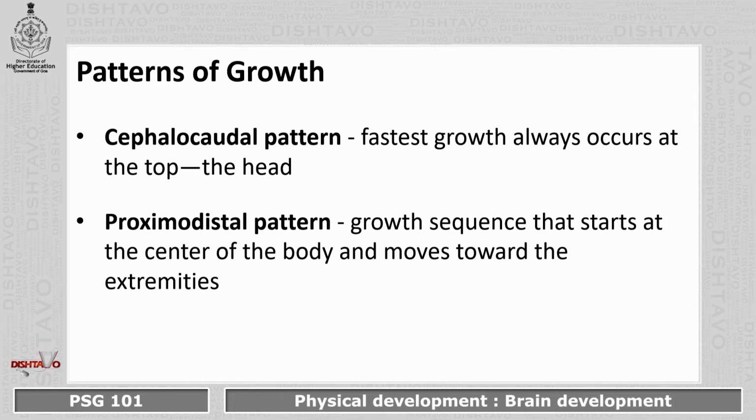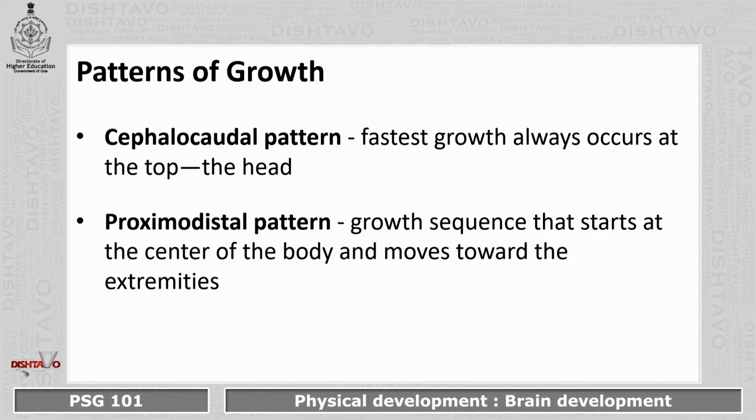The cephalocaudal pattern is the sequence in which the fastest growth always occurs at the top of the head. Physical growth in size, weight, and feature differentiation gradually works its way down from the top to the bottom, for example, from neck to shoulders, to middle trunk, and so on. This same pattern occurs in the head area. The top parts of the head, the eyes, the brain grow faster than the lower parts, such as the jaw.